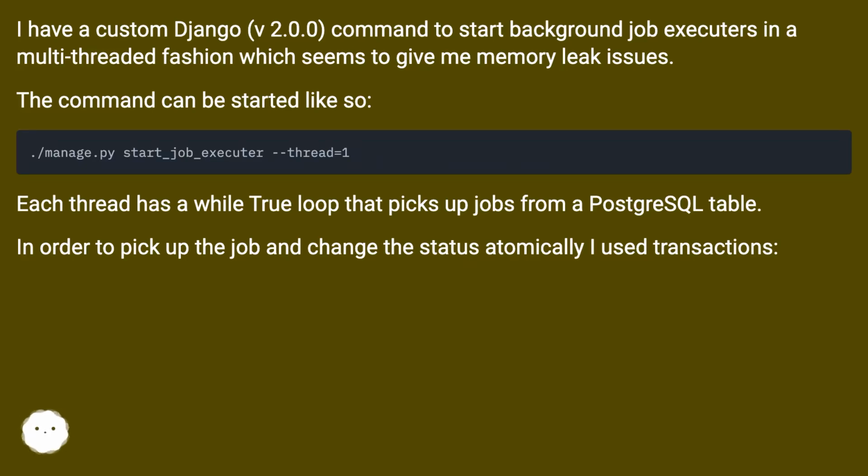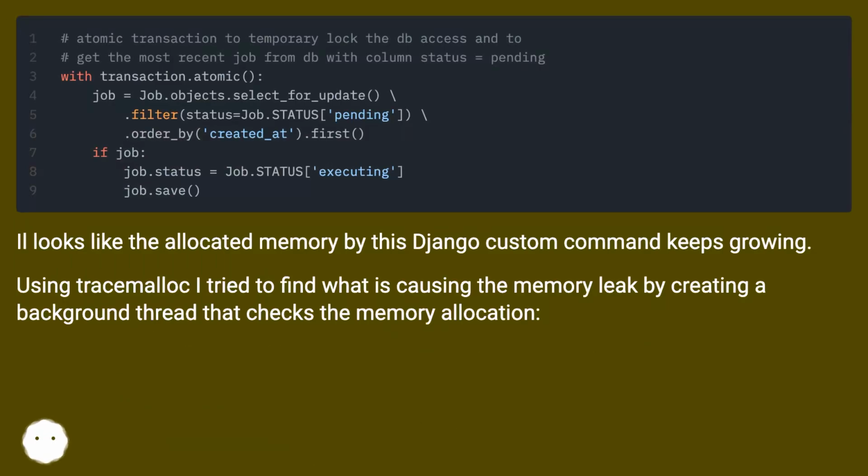Each thread has a while true loop that picks up jobs from a PostgreSQL table. In order to pick up the job and change the status atomically, I use transactions. It looks like the allocated memory by this Django custom command keeps growing.